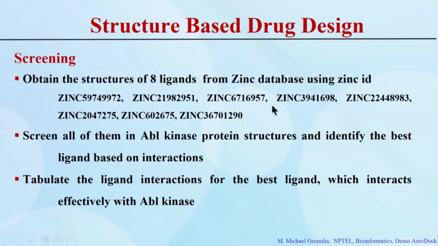So we have several ligands. You can obtain all these ligands from the Zinc database, and you screen all these ligands with the target, that is the ABL kinase protein, and find the best ligand based on the interactions. Then we tabulate all the interactions, and based on the interactions you can identify the best one which interacts effectively with this ABL kinase.